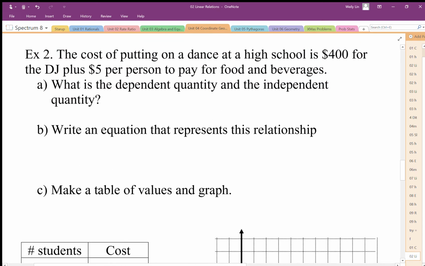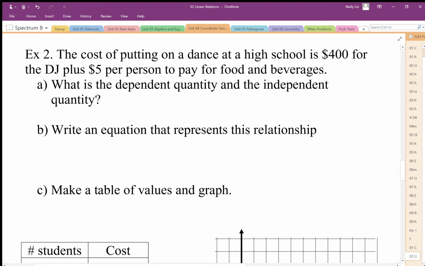Okay, so here's another relationship. We have the cost of putting on a dance and the number of people that are coming to this dance. So the cost of putting on a dance, the high school is $400 for the DJ, plus they have to pay $5 for every person that comes for the food and beverages that they're going to have to buy. So the dependent quantity and the independent quantity. Well, does the cost depend on the person or the number of people coming depend on the cost?